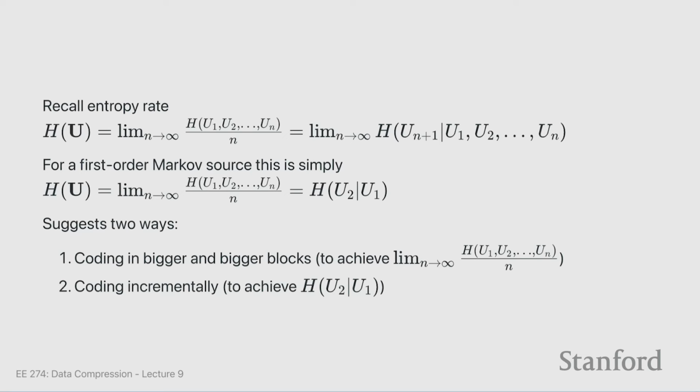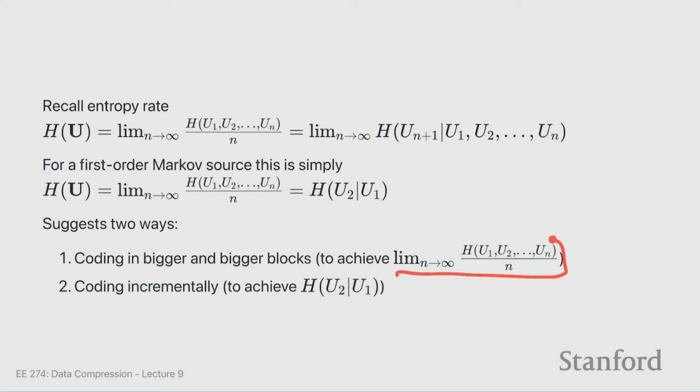Now if you recall, the entropy rate was defined in two different ways when we looked at it last time, right? There is this definition and then there is this definition. And for a first order Markov source, the second one reduces to this. So there are basically two definitions. This one, the first one, says that we take the joint entropy of n symbols at a time and then we divide it by n.